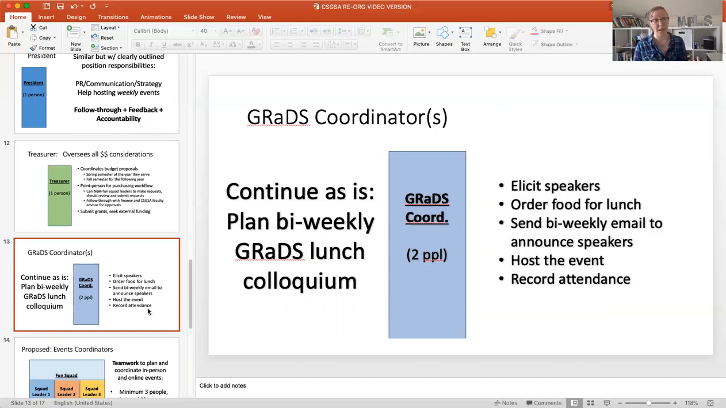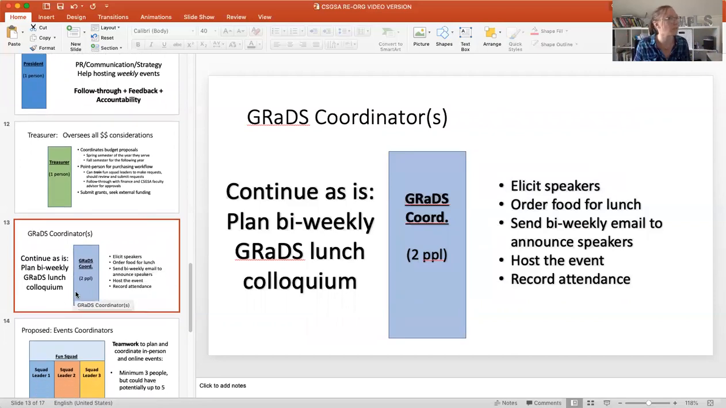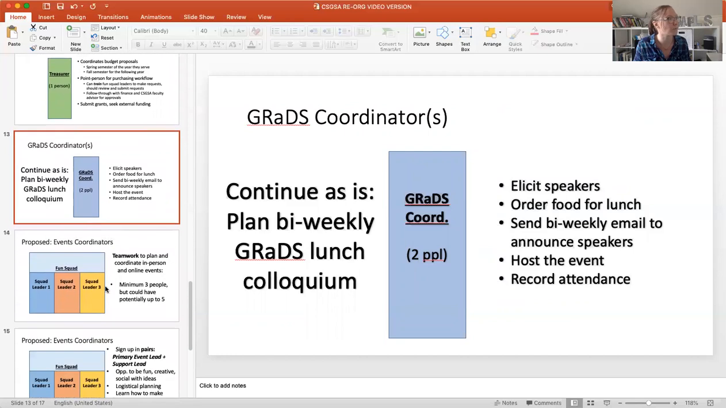Host the event, as well as record attendance and share the number of people who attended with the department, just as an accountability mechanism, so they understand, like, oh, we're buying this many pizzas for this many people who are coming to the event. So this is also a really fun one. You get to learn a lot about the different research that's happening in the department, and everybody loves you because you're giving them free food over lunch. So it's a really good practice service role.